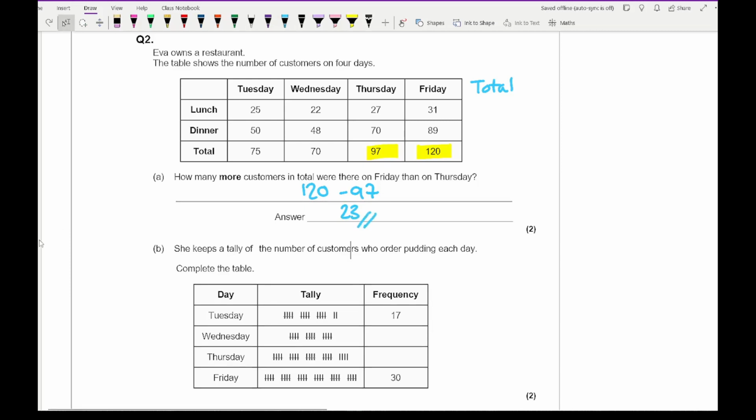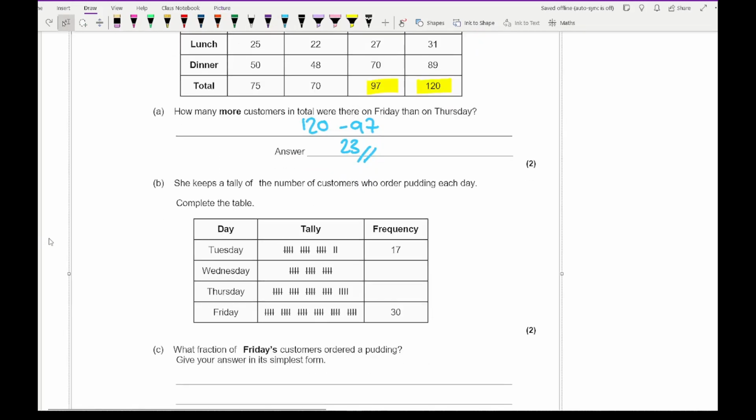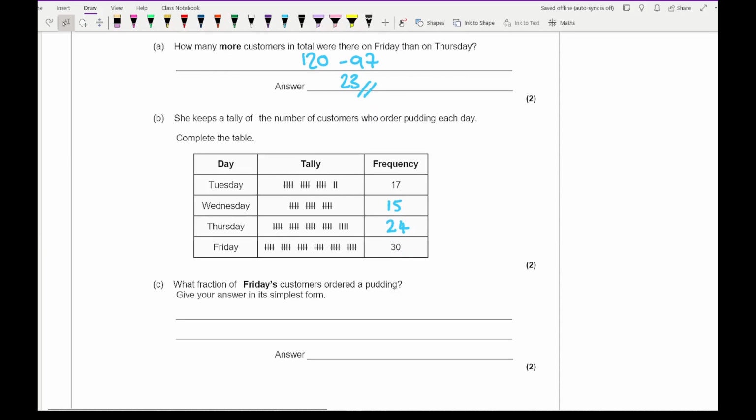Then for B, it says she keeps a tally of the number of customers who order pudding each day. Complete the table. So all I need to do here is just complete the tally table. So it's going to be 15 and it's going to be 24. Then for part C, it says what fraction of Friday's customers ordered a pudding? Give your answer in its simplest form.